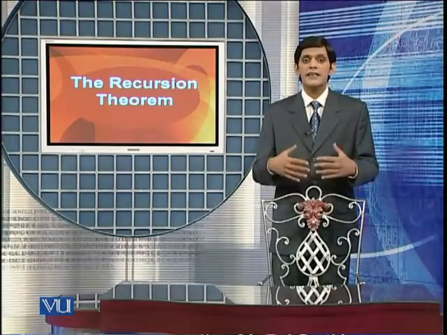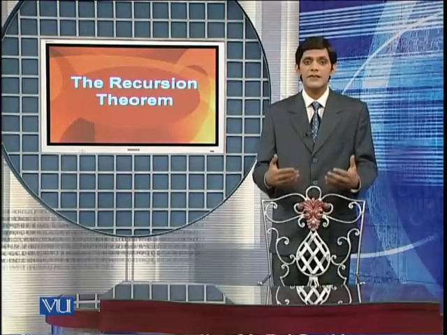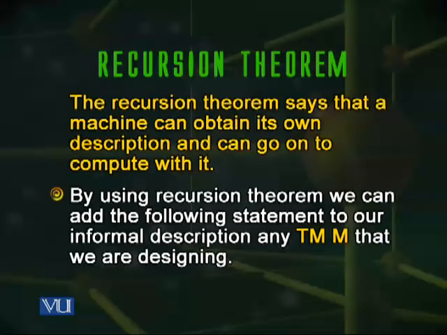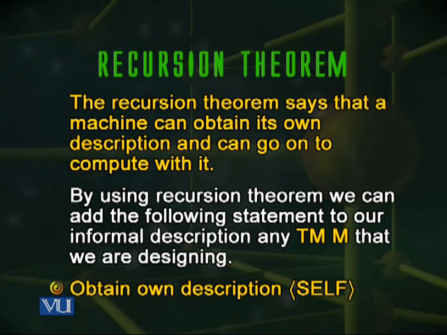It says that a Turing machine can get its own description and compute with it. The recursion theorem says that a machine can obtain its own description and can go on to compute with it. By using the recursion theorem, we can add the following statement to our informal description of any TM that we are designing: "Obtain own description ⟨self⟩."